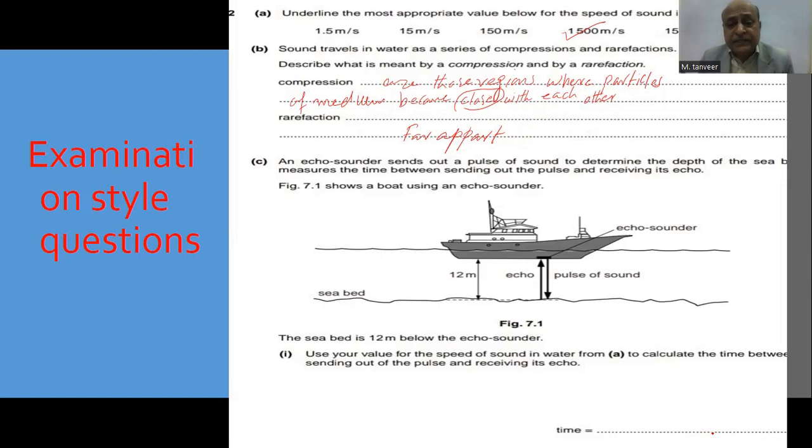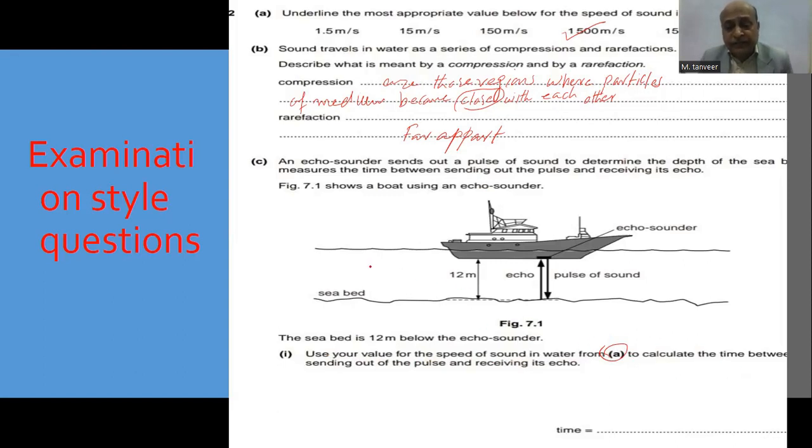Next question. An echo sounder sends out a pulse of sound to determine the depth of the seabed by measuring the time between sending out the pulse and receiving its echo. The figure shows both the sender and echo sounder. The seabed is shown and its distance is 12 meter. Use your value of speed of sound from A. That means 1500 meter per second. This is the speed of sound in water, which is constant, 1500 meter per second.